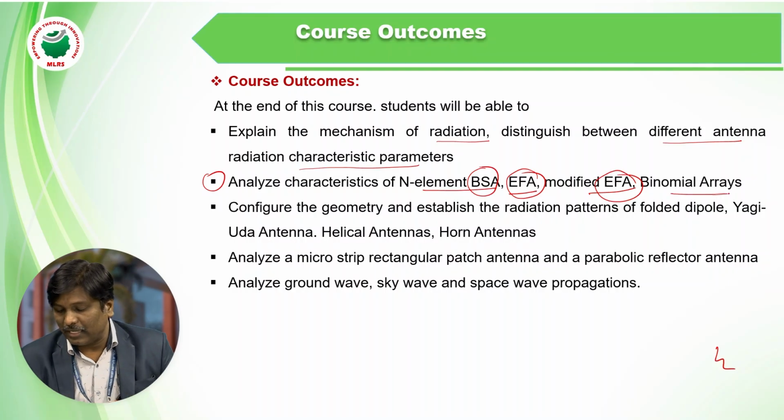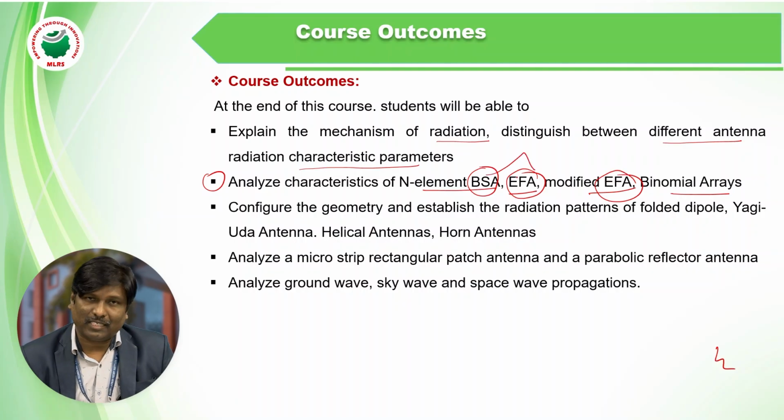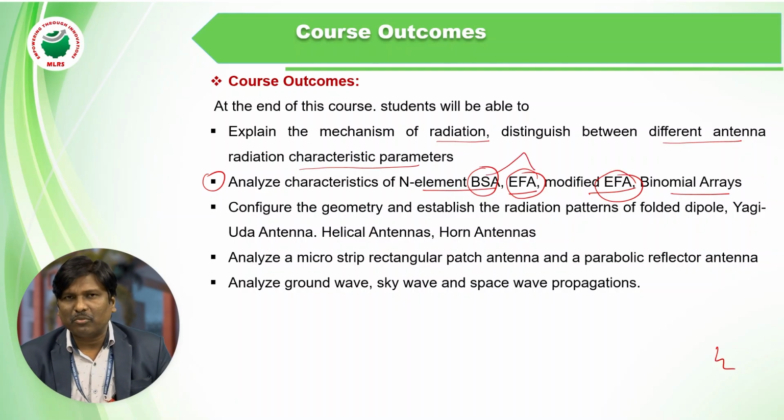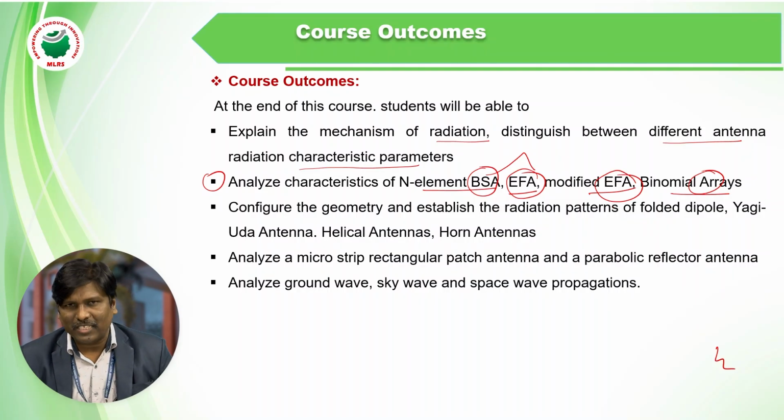And next, binomial arrays. Here BSA and EFA are linear arrays. That means the input is the same, the amplitude of the provided input is the same. But coming to the binomial condition, we can provide unequal amplitudes based on the binomial equation. That can be explained with the help of Pascal's triangle.